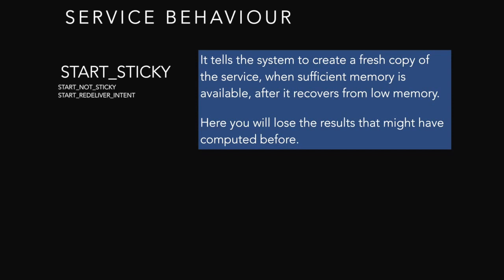I will give a simple example. Suppose you have an app in which you are playing a song as a service. After 20 or 30 seconds, due to some resource crunch, the app is getting closed, then the service will also be closed. Then if our method returns this integer constant, later when the system finds that there is enough memory, a fresh copy of the service will be created. Then you know from where your song will start: from the beginning, not from the past state. That is about START_STICKY.